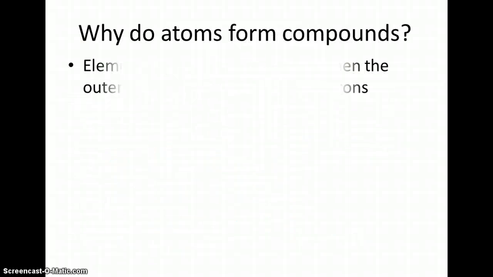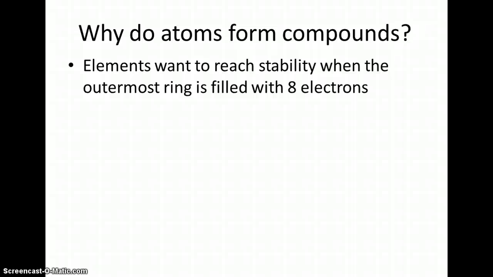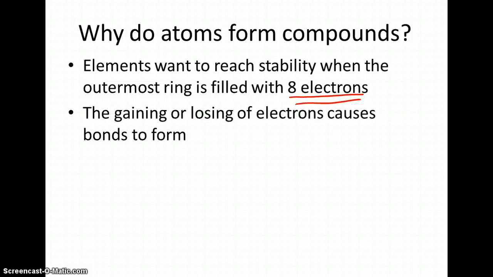So let's see, why do atoms actually form compounds? Elements want to reach stability when their outermost ring is filled with 8 electrons. That's the key to why things want to bond. They want 8 electrons in their outermost ring. The way they'll do this is they will either gain or lose electrons, causing bonds to form.